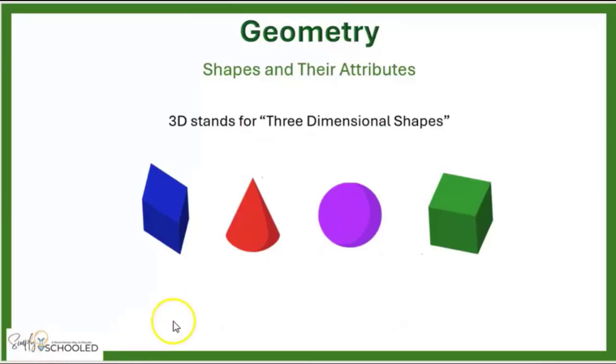3D stands for three-dimensional shapes. You probably can see a difference in these shapes compared to a shape that is flat that you can draw on paper. These shapes are like containers. You can actually fill them. So they're considered 3D shapes.